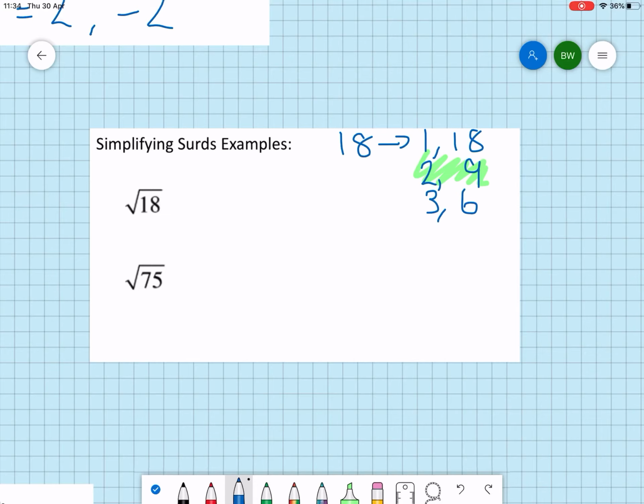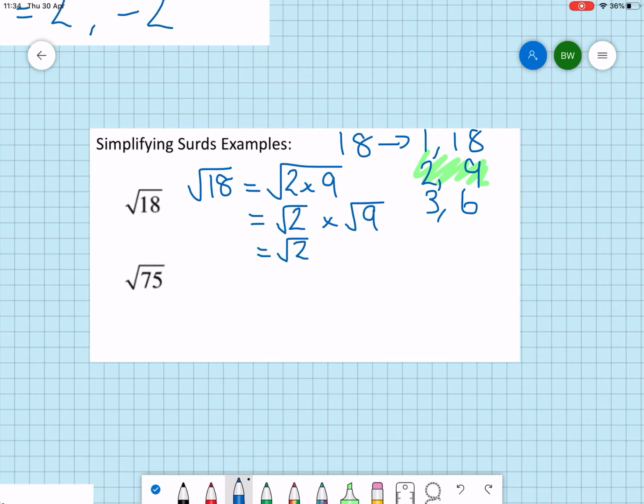that surd down. So I've got root 18 is the same as writing the square root of 2 times 9 because we know that 2 times 9 is equal to 18. I can then write that as square root of 2 times the square root of 9. Now, we already know that 2 isn't a square number, so I can leave that as it is. But we know that 9 is a square number. So the square root of 9 is positive or negative 3. Now, in this case, I'm just going to use the positive, so 3. So I can rewrite that as root 2 times 3, or 3 root 2.